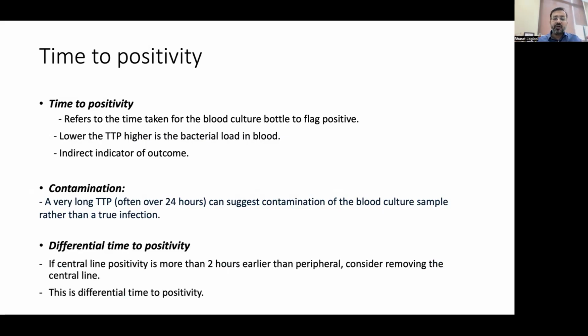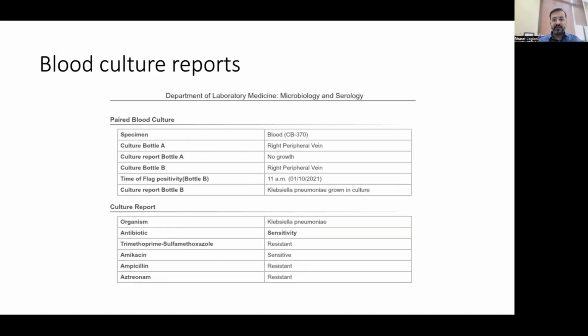It also lets us know whether the infection is coming from the central line or other lines as well. So there's something called a differential time to positivity. Supposedly blood culture has been taken from the central line as well as the peripheral line, and the central line flags positive 2 hours earlier than the peripheral line. That means this is a Klebsiella central line associated bloodstream infection, and consider removing the central line in those situations. And this is called a differential time to positivity.